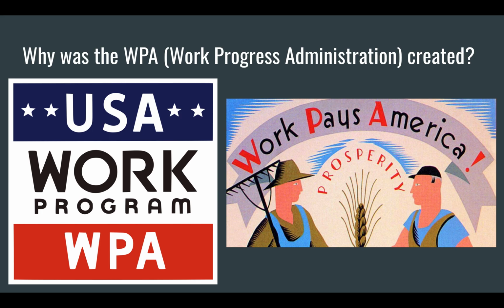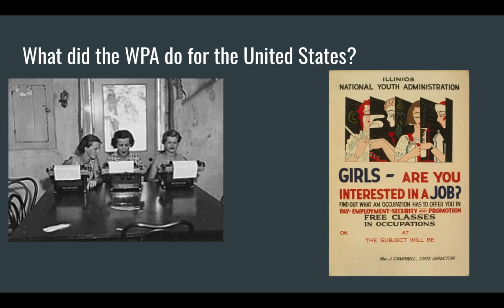The Work Progress Administration employed mostly unskilled men to help carry out public work. They built more than 4,000 new school buildings, created 130 new hospitals, laid out roughly 9,000 miles of storm drains, built 29,000 new bridges, constructed 150 new airfields, and paved or repaired 280,000 miles of road while planting 24 million trees.